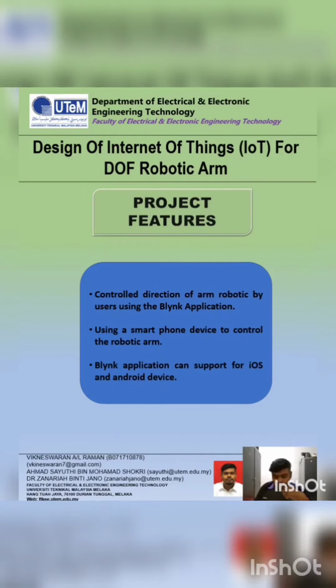So both users can use a smartphone to control the robotic arm, which means the only connection needed is the Wi-Fi connection. The name assigned in the code must be the same name for the NodeMCU and the robotic arm. The third feature is that the Blynk application supports iOS and Android devices. Blynk is a friendly app, so it will be very useful for both.